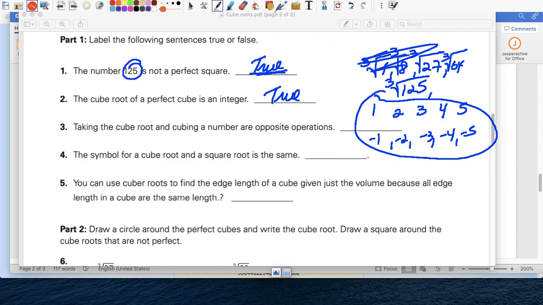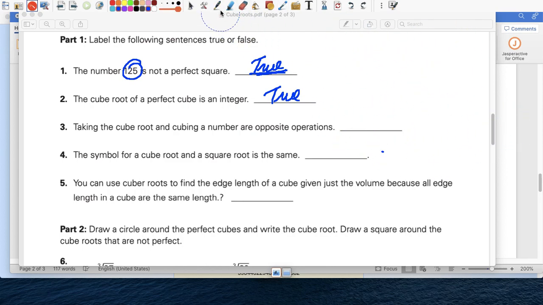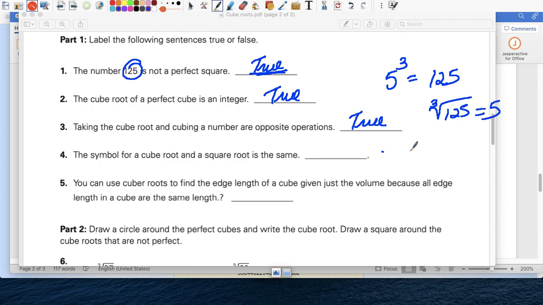Taking the cube root and cubing a number are opposites. Yes, that is true. If you take a number 5 to the third power, for example, that gives you 125. And if you took the cube root of 125, would that return to 5? Yes. Okay, so they're opposites. They undo each other.